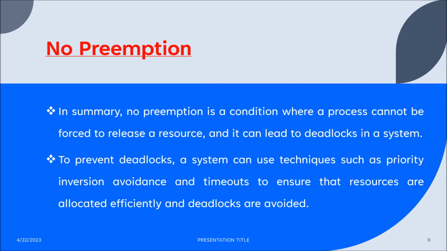In summary, no preemption is a condition where a process cannot be forced to release a resource, and it can lead to deadlocks in a system. To prevent deadlocks, a system can use techniques such as priority inversion avoidance and timeouts to ensure that resources are allocated efficiently and deadlocks are avoided.